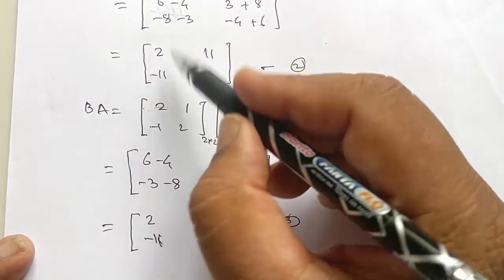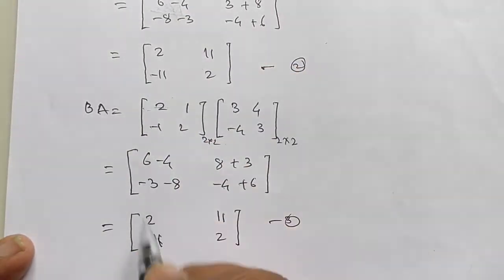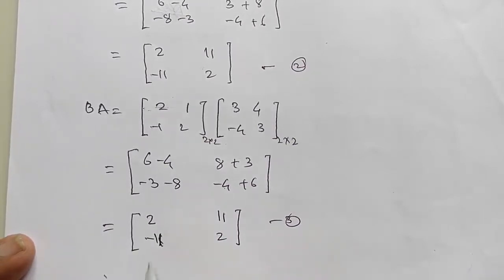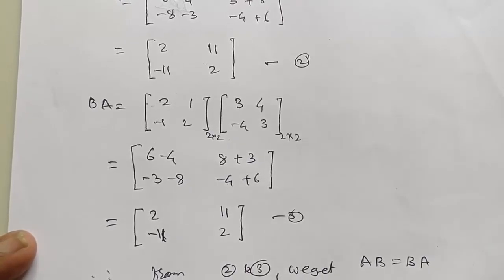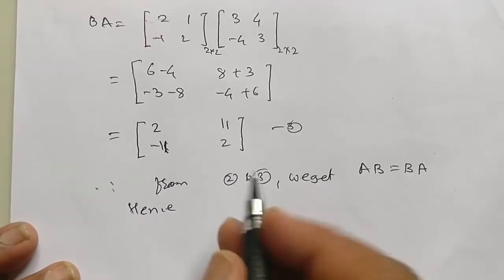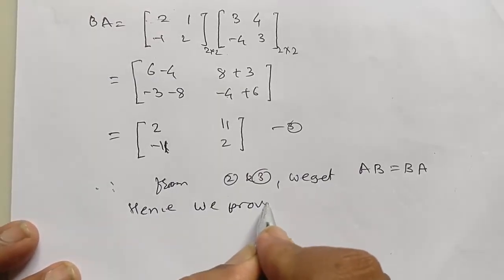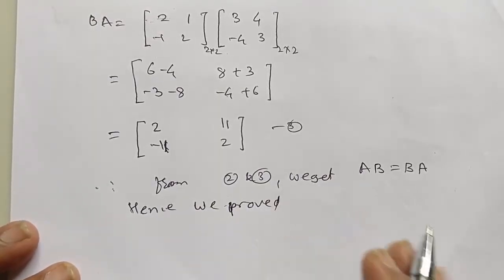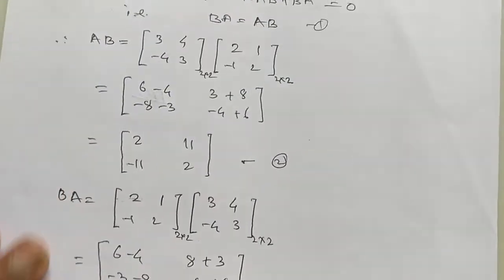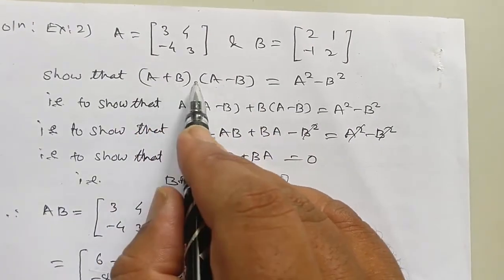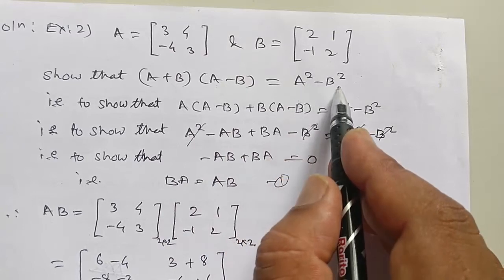Now, you observe that AB and BA are the same matrix. Therefore, from 2 and 3 we get AB is equal to BA. Hence, we proved the given equation, that is (A plus B) into (A minus B) is A square minus B square.